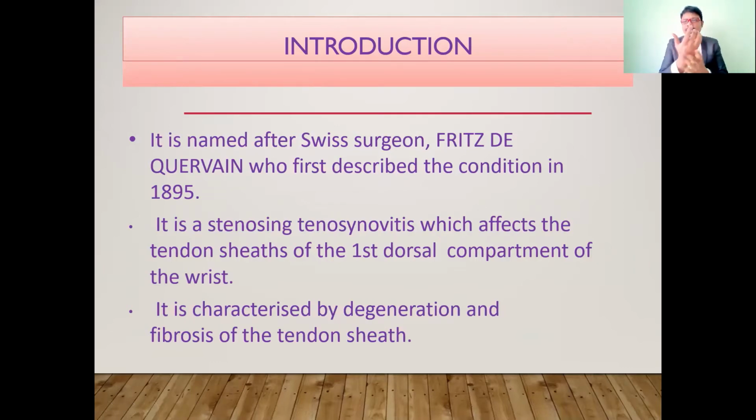If you look at the wrist, there are a total of 6 compartments. The first dorsal compartment is on the thumb side, towards the radius, at the radial styloid process. This part is going to be affected. This is called the first dorsal compartment, and here two tendons are going to be inflamed.